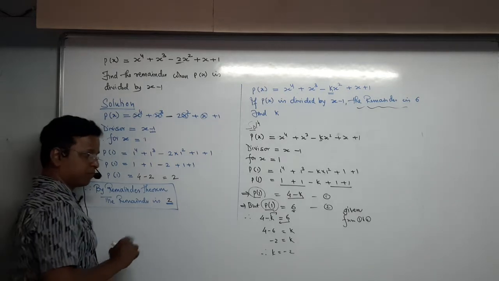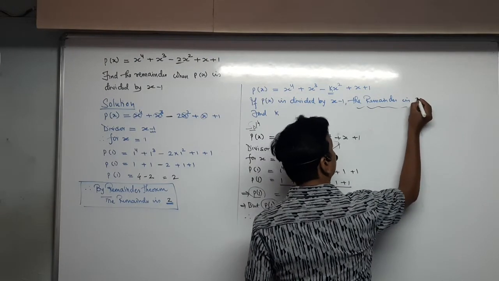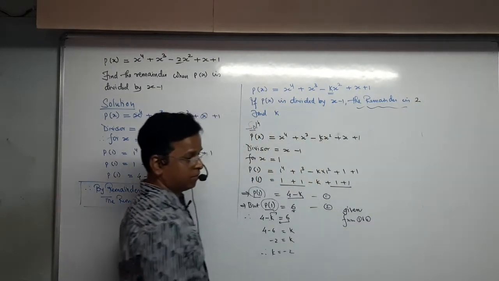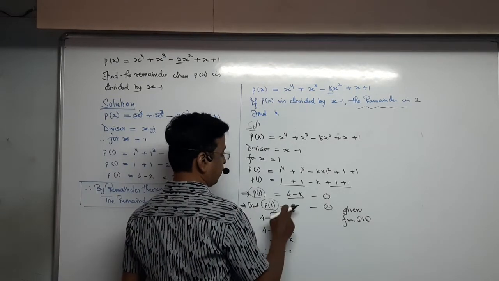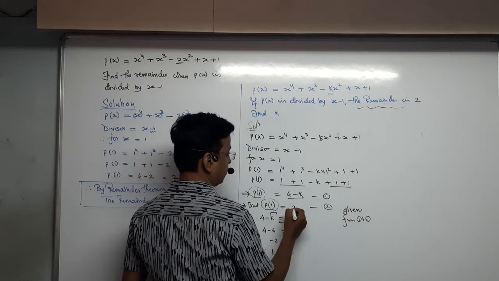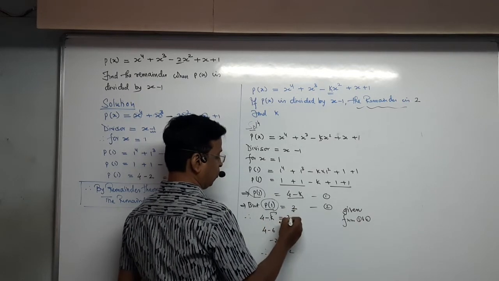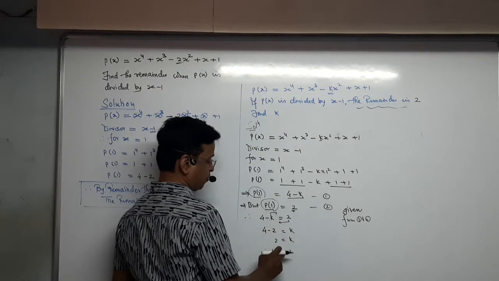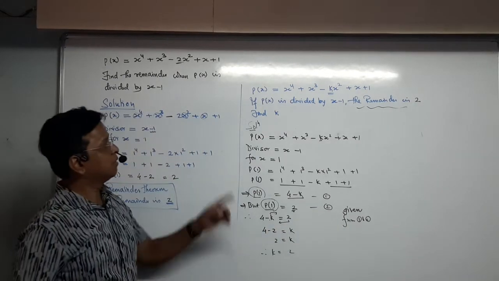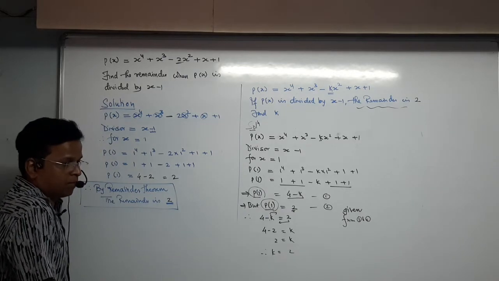Are you getting? Yes, sir. So here the remainder should be 2, not 6. If I take the remainder 2, P of 1 is equal to 2 is given. Therefore 4 minus k is equal to 2. This 2 will be shifted over here, then I will get positive 2. Now it is right. It has to be positive 2. K is equal to plus 2. Understood?